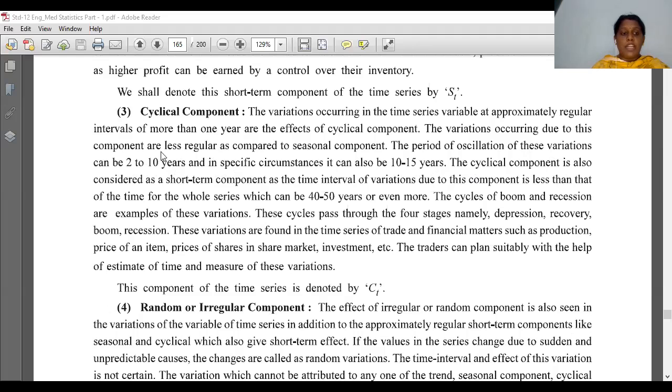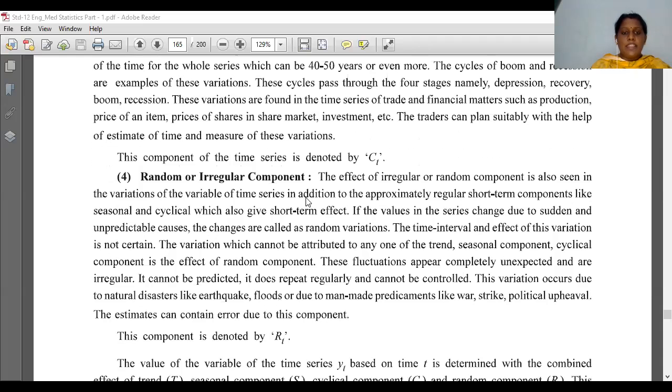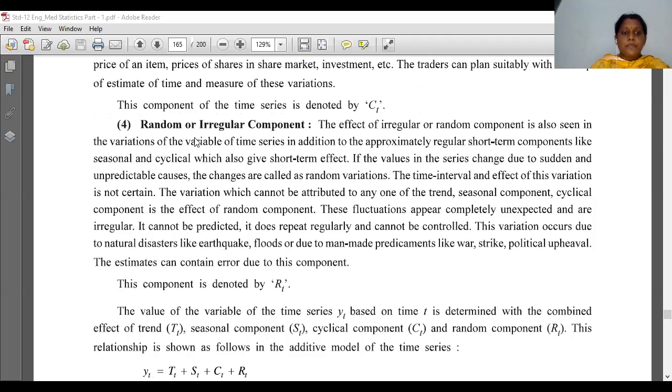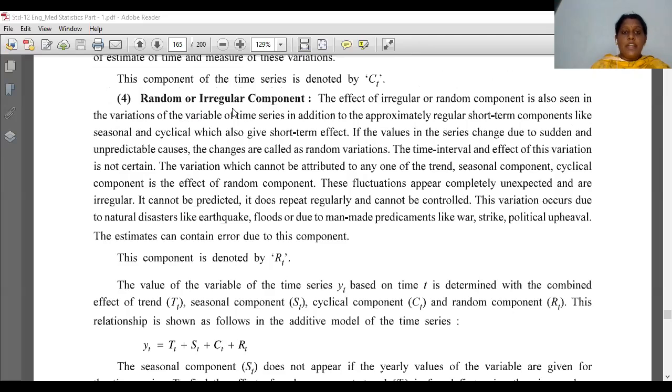The cyclical component is also considered a short-term component. That much is enough for the cyclical component. It is denoted by CT. Then comes the random or irregular component.